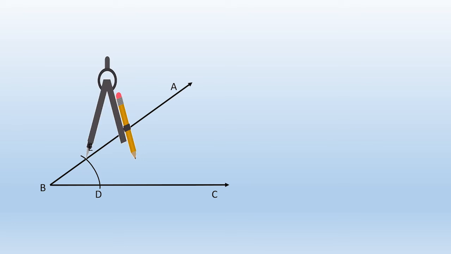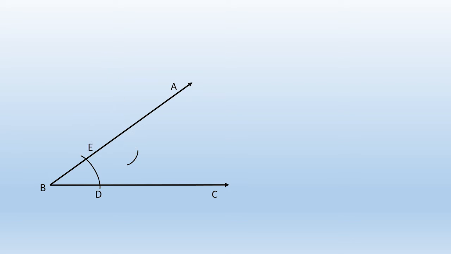Let's start with the first construction: how to construct the bisector of a given angle. Given an angle ABC, we want to construct its bisector. Let's see the steps of construction.